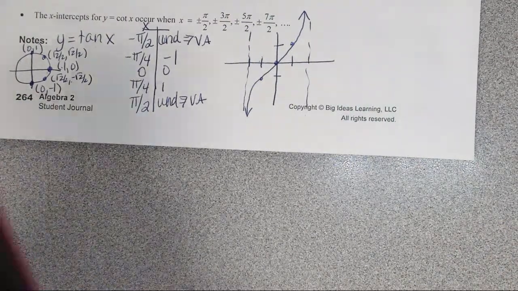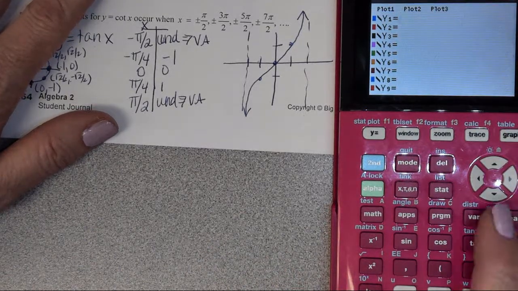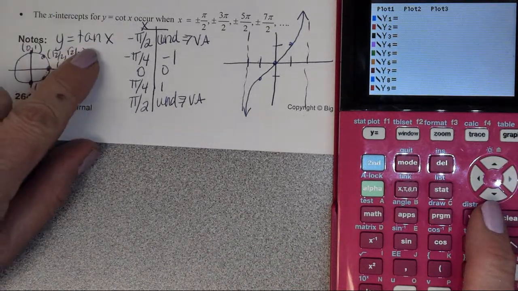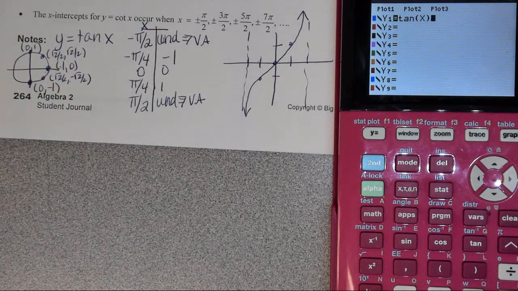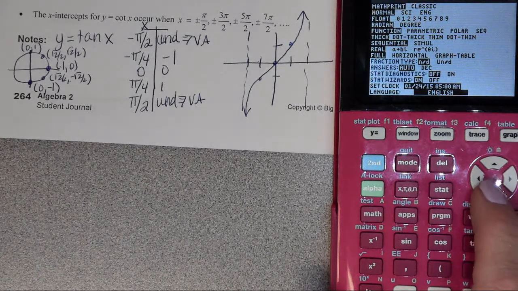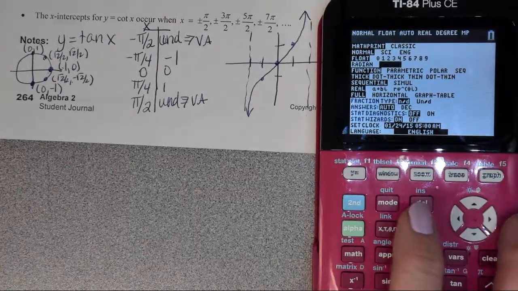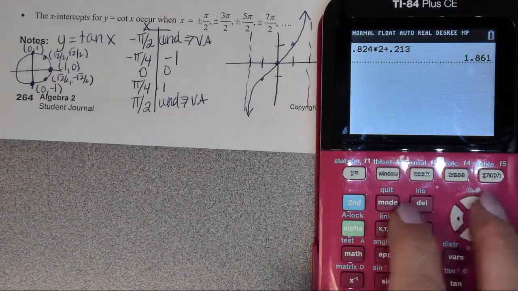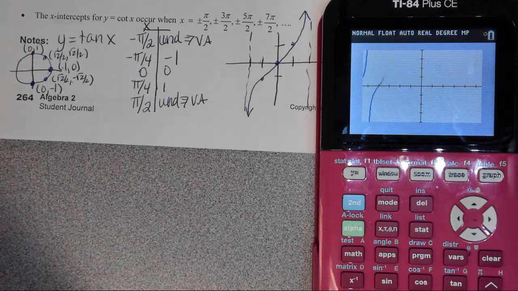Let's look at it on our calculator, though. Go under y equals, and let's put in tan x. I want everybody to go to their mode. You can use degrees. Let's actually use degrees today. I just want to show you how it would still work. Go to degrees. Quit and do a zoom trig. Zoom trig will make it so that you can see the function.